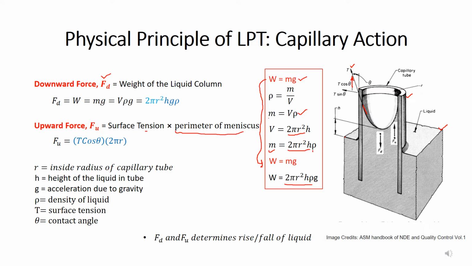As it is the cut section view, if you see the whole tube, we have to multiply this T cos theta component with the perimeter of the meniscus. So here it is T cos theta 2 pi r. So we have the downward force pi r squared h rho g, and the upward force is T cos theta 2 pi r, where r is the radius of the capillary tube, h is the height in the tube, g is the acceleration due to gravity, rho is the density of the liquid, T is the surface tension, and theta is the contact angle. So it is just the balance of the downward force and the upward force based on which the water will rise or fall in the capillary tube.